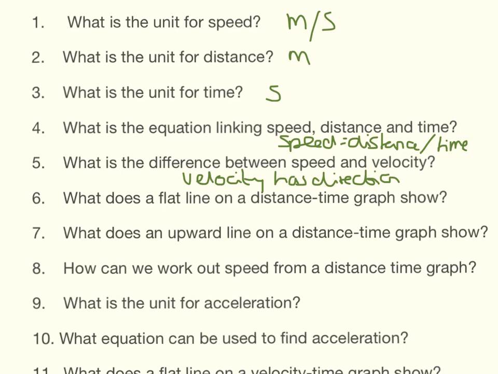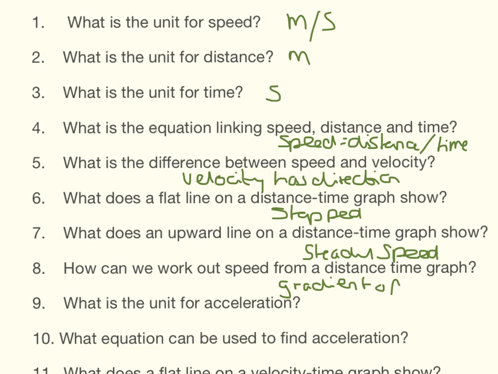What does a flat line on a distance time graph show? This means they have stopped, so the distance isn't increasing. An upward line is going at a steady speed. How can we work out speed from a distance time graph? That is the gradient of the line. And acceleration is measured in meters per second squared.